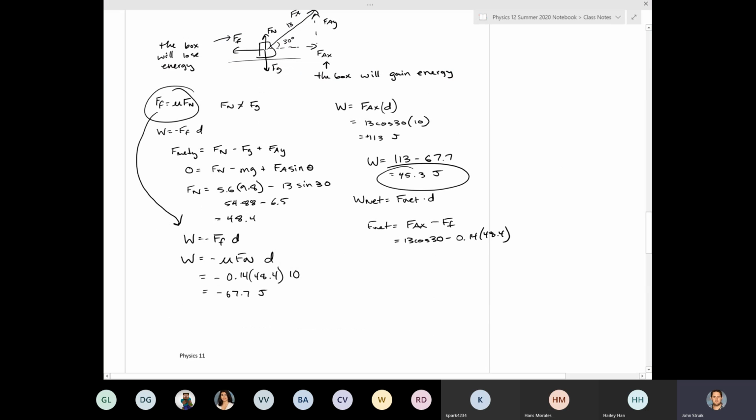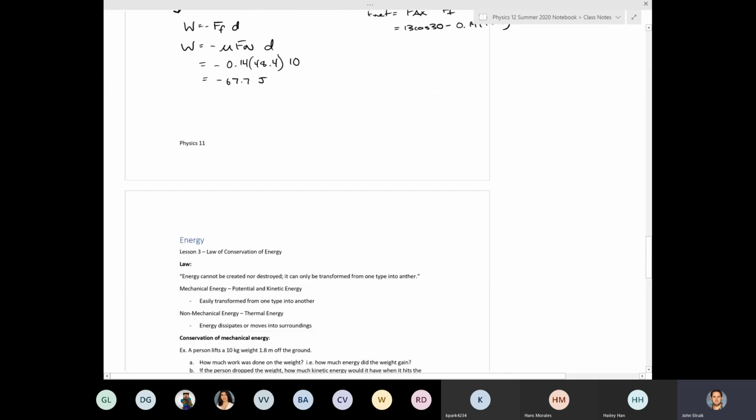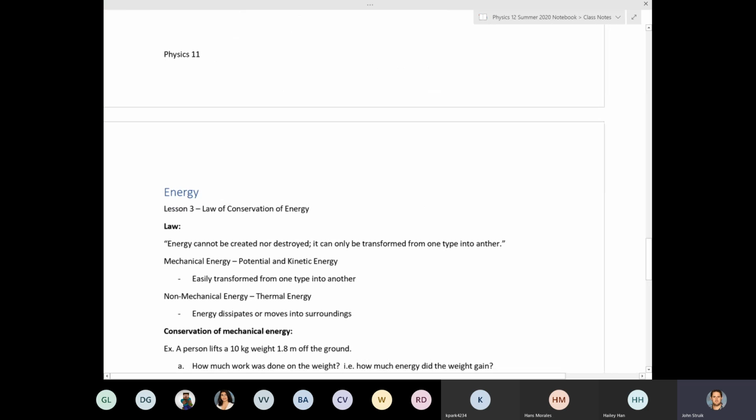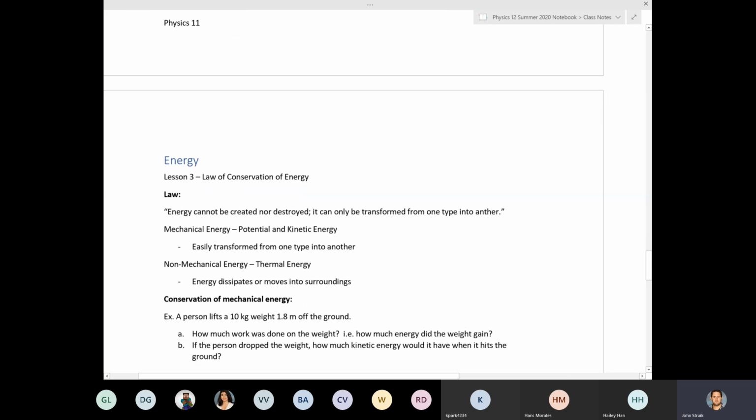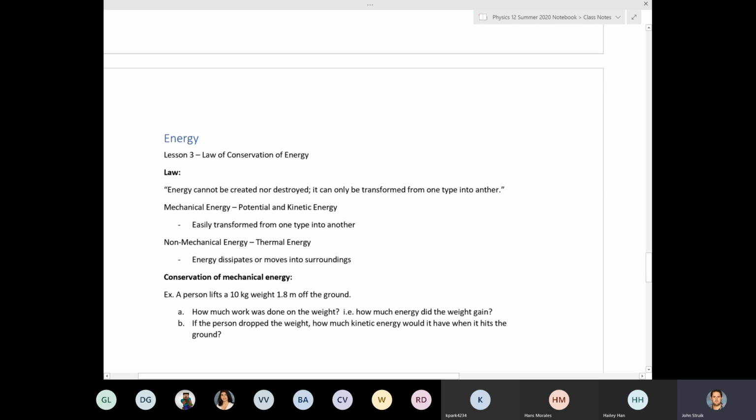Okay, conservation of energy. So I already stated this, that energy cannot be created nor destroyed. It can only be transformed from one type into another. But let's talk about types of energy. Mechanical energy means movement, pretty much. That's what it applies to. So potential and kinetic energy will cause changes in position. Those are mechanical energy, and these are easily transformed from one type into another.